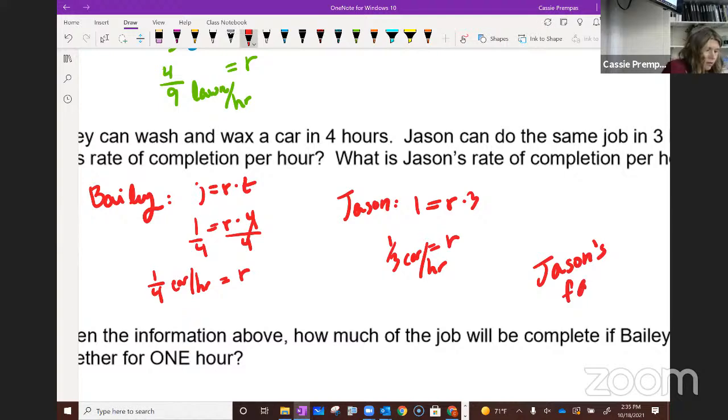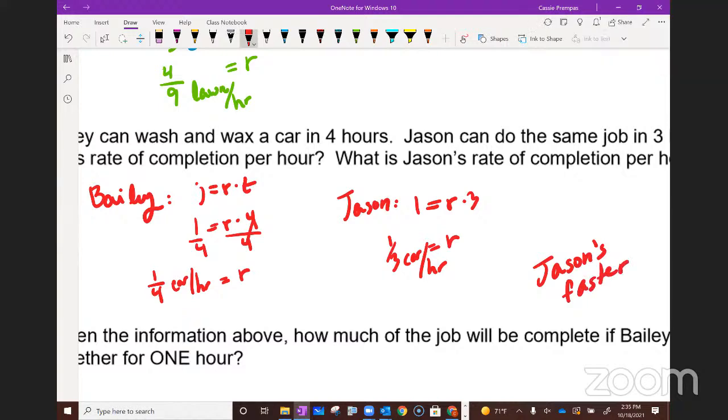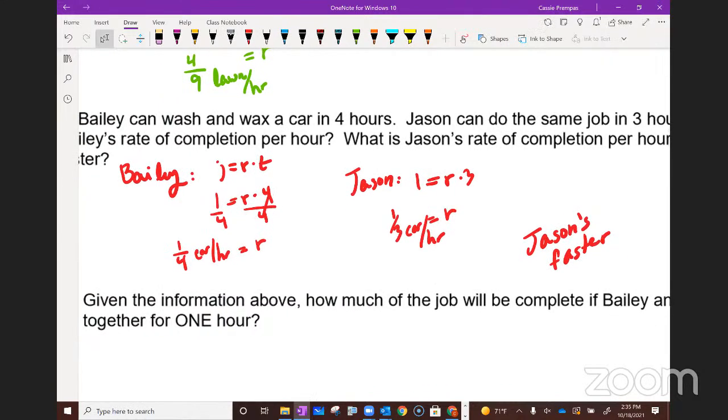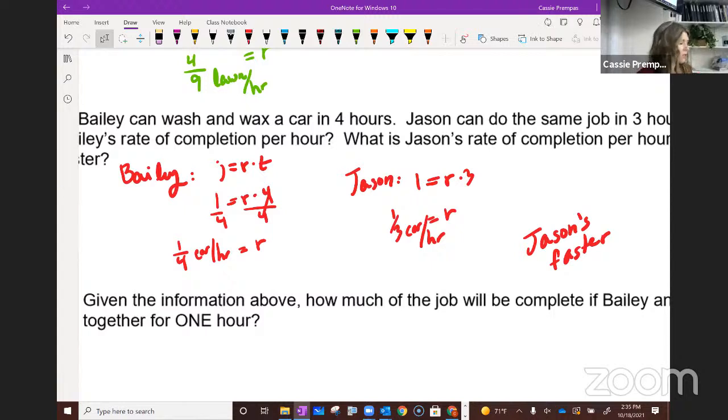Nice. All right, guys. Let's see what you got. Did you get that Bailey's rate was 1/4 of the car per hour? Jason could do 1/3 of the car per hour. And did you get that Jason is faster? Yes. Okay, one thing I want you to make note of.